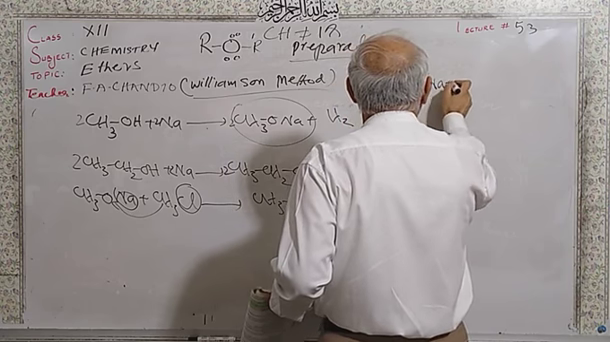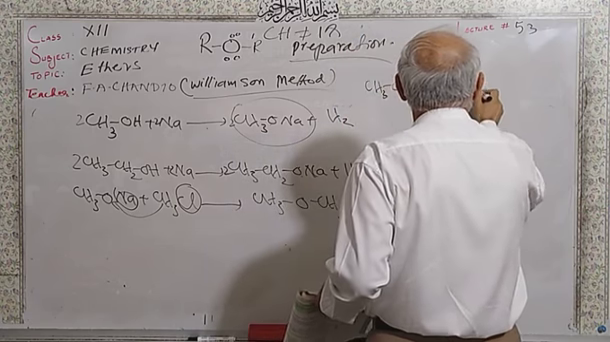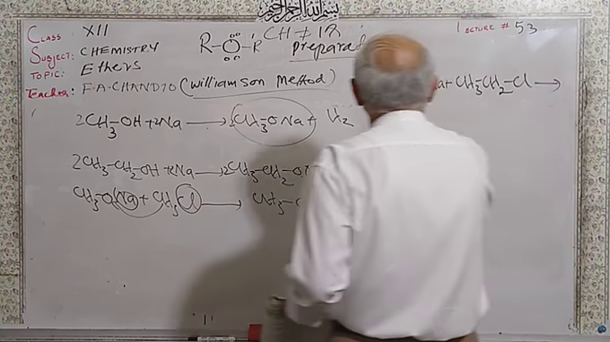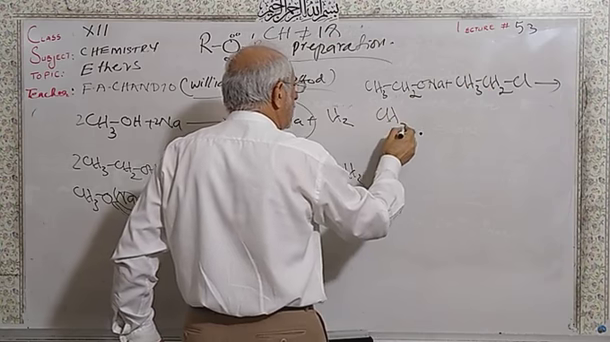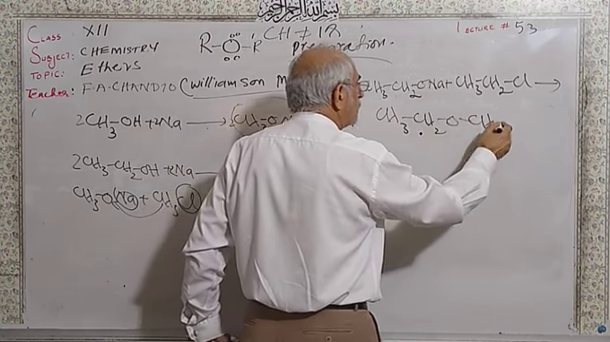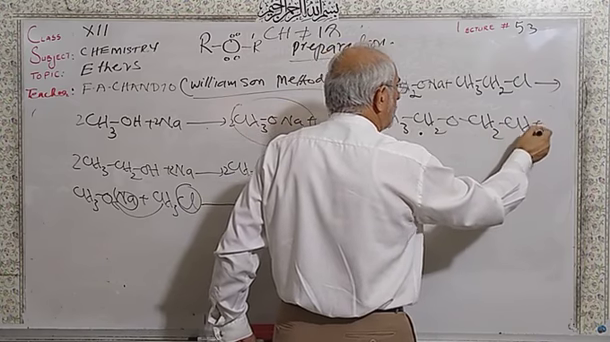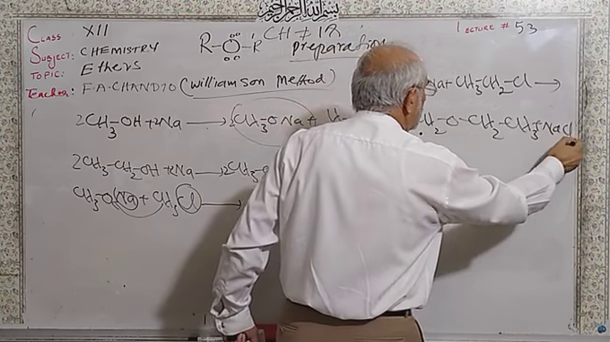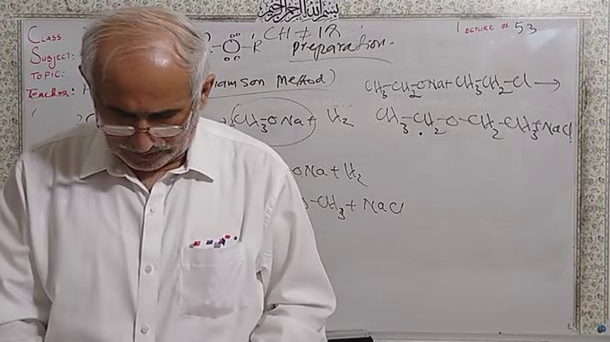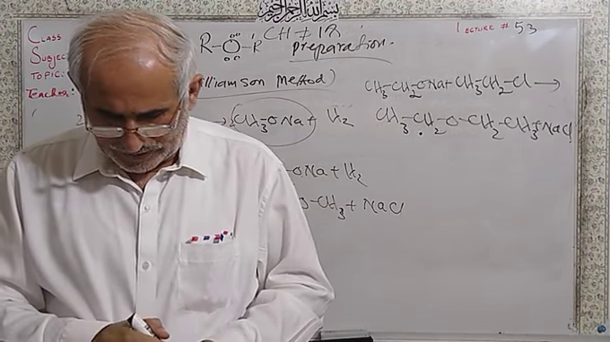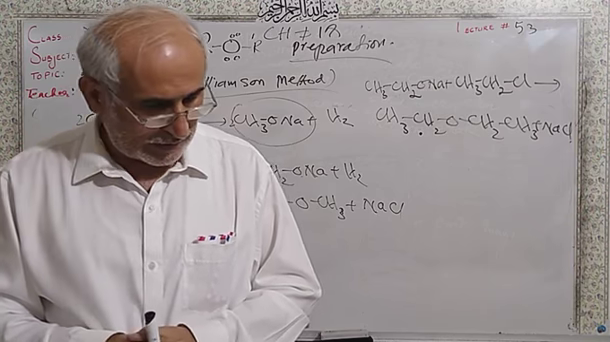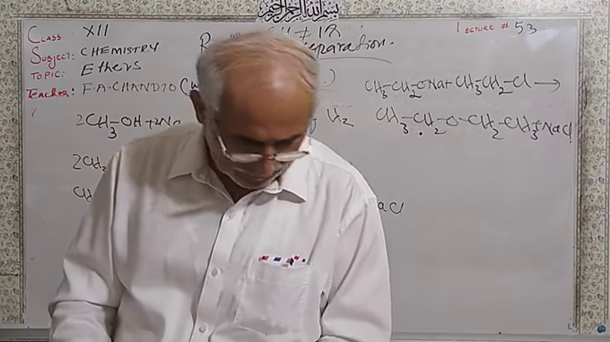sodium ethoxide plus ethyl chloride. So you will get another symmetrical ether, diethyl ether plus sodium chloride. So these methods are used for the preparation of symmetrical as well as unsymmetrical ethers by using alkyl halide and alkoxide. So this is number one method.